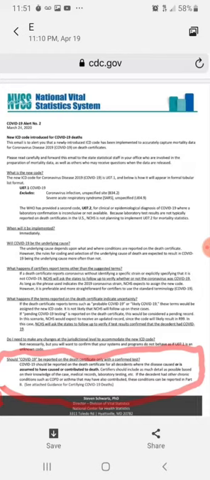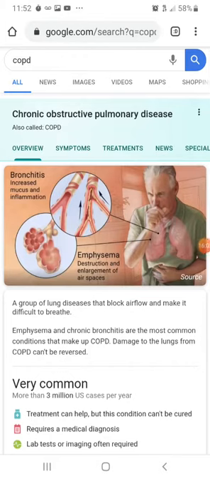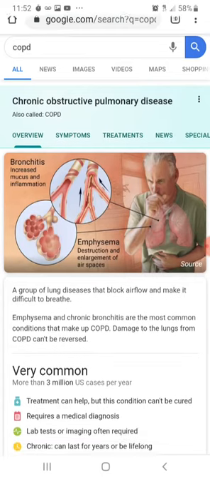So if a person died from asthma, they'll call it COVID-19. You can go out and jog right now and drop dead from an asthma attack. They'll call it COVID-19. And it says COPD, chronic obstructive pulmonary disease, also called COPD, a group of lung diseases that block airflow and make it difficult to breathe. Emphysema and chronic bronchitis are the most common conditions that make up COPD. Damage to the lungs from COPD can't be reversed. So it says bronchitis, increased mucus inflammation, emphysema, destruction and enlargement of air spaces.